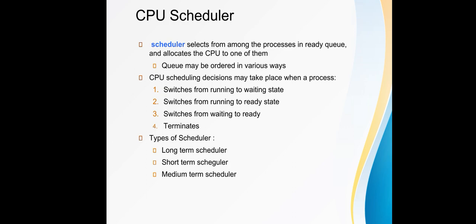For CPU scheduling, the decision may take place when a process switches from running to waiting state, switches from running to ready state, switches from waiting to ready state, and when it terminates. For doing all this, we require one system program. That program is known as a scheduler. There are different types of schedulers available. Basically, there are three types of schedulers: long term scheduler, short term scheduler, and medium term scheduler. So we'll see them one by one.